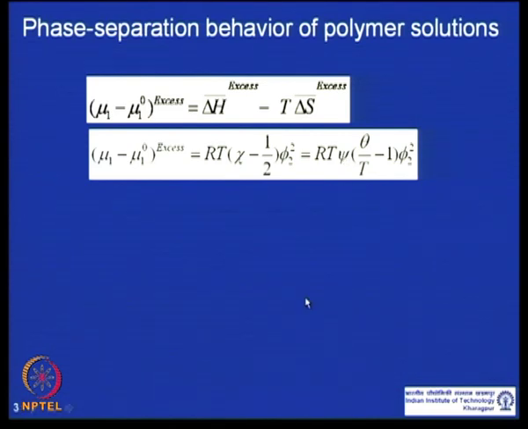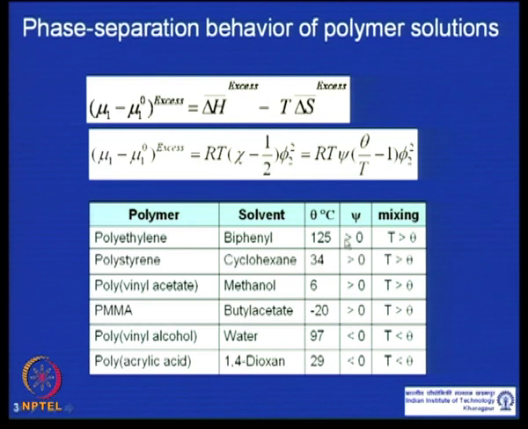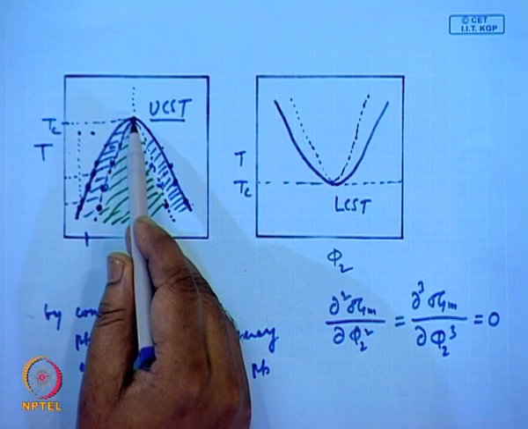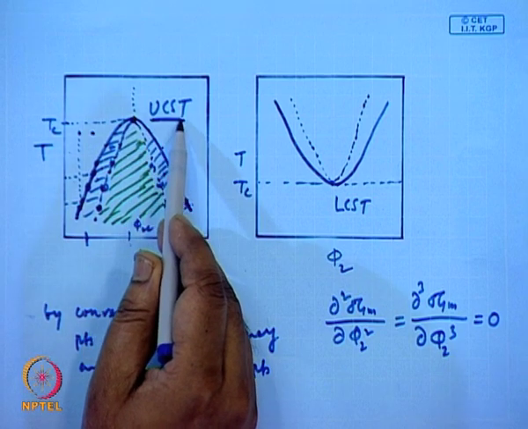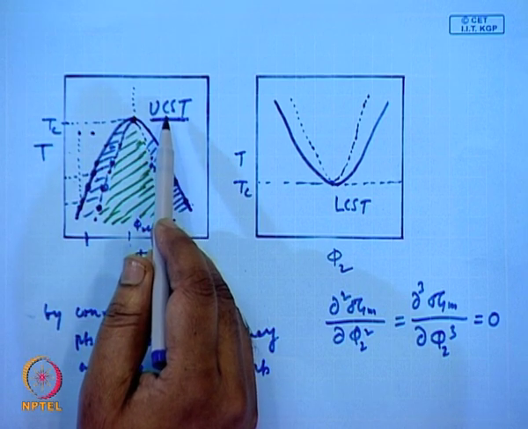In case of most of the polymers, as we have seen earlier, this entropic term is positive. At some temperature which is higher than theta temperature, this excess term will become positive and you will start getting precipitation. So, these are the corresponding temperatures, and in those systems you will get upper critical solution temperature.